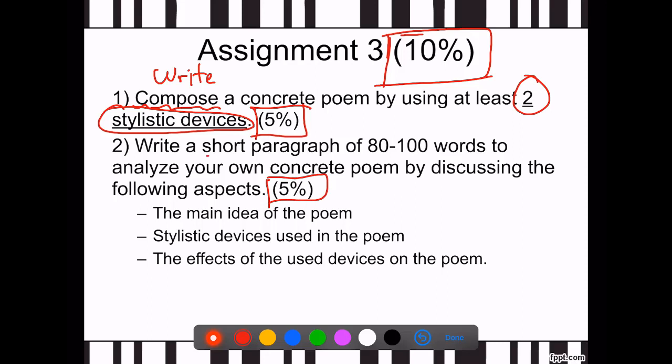Short paragraph, 80 to 100 words, to analyze. Keyword you don't need to analyze. Analyze your own concrete poem by discussing the following aspect.